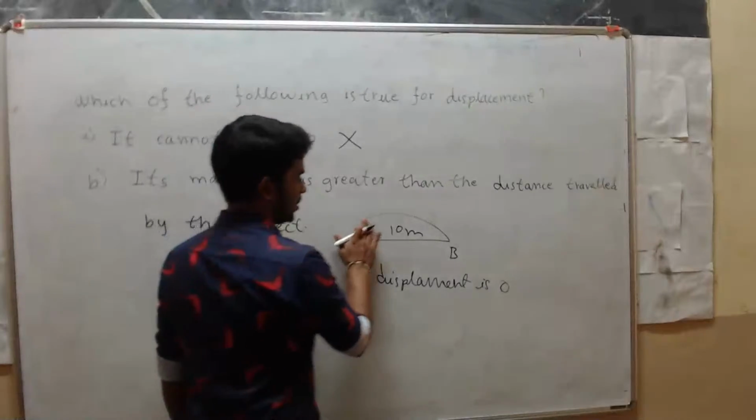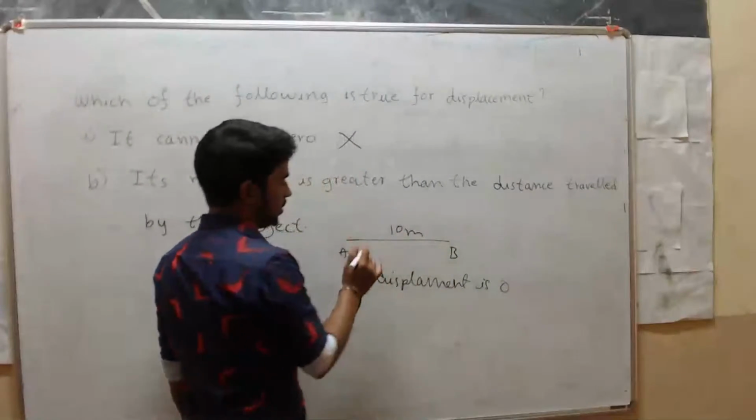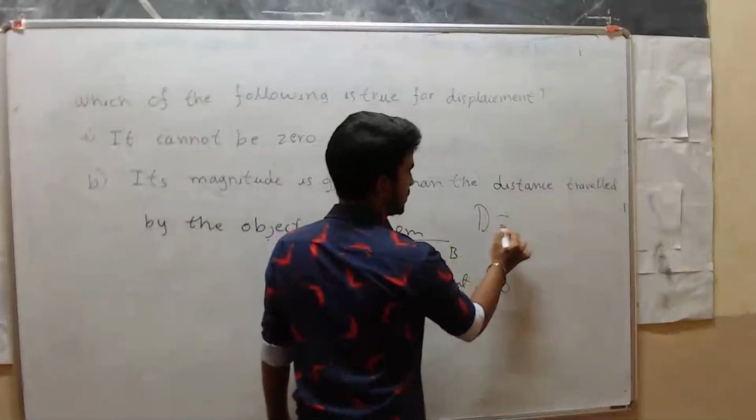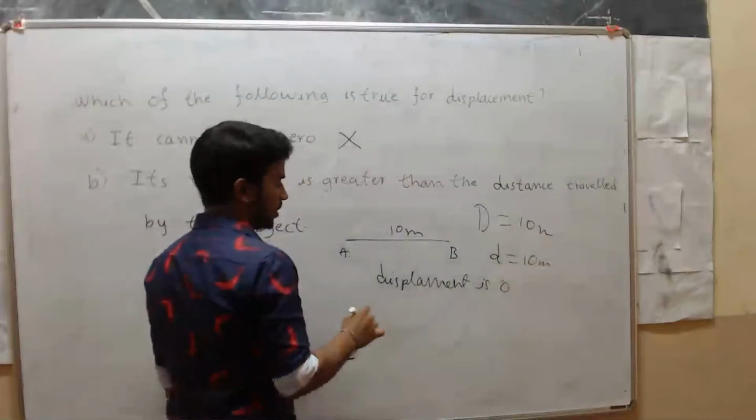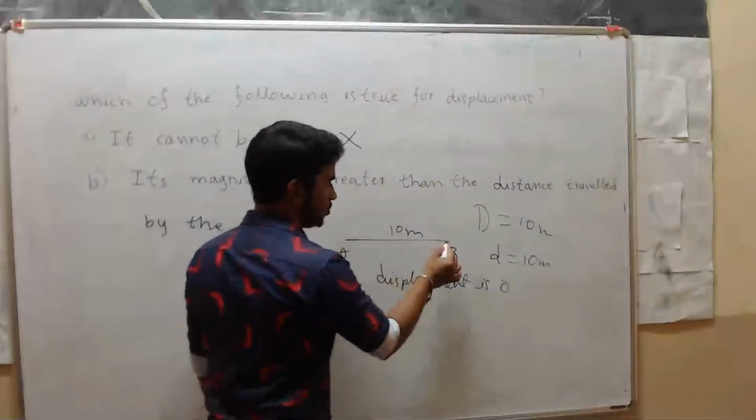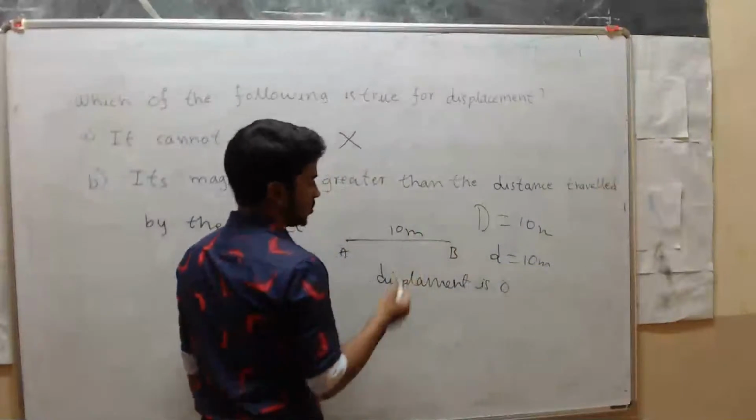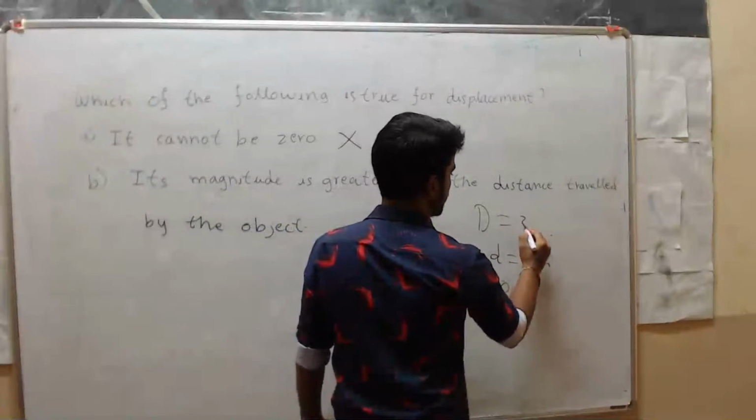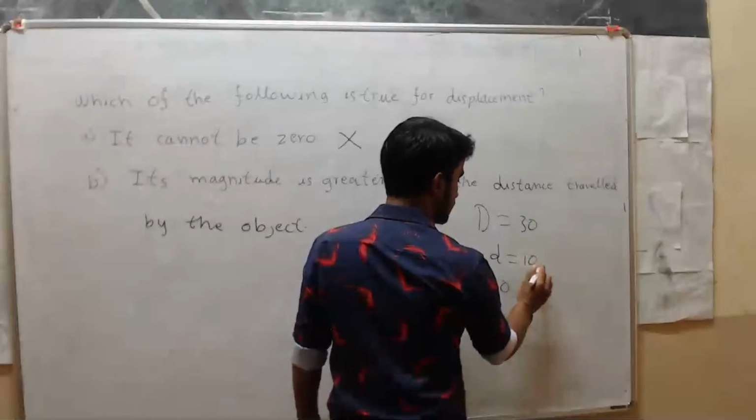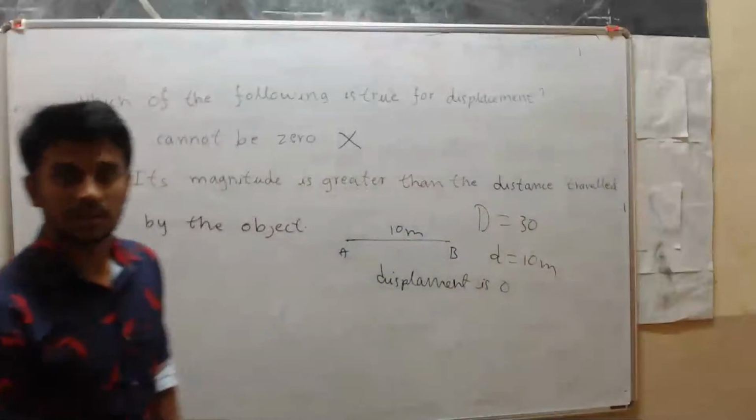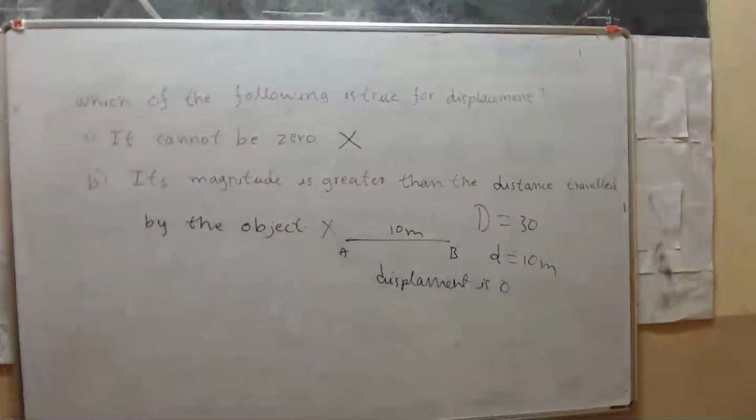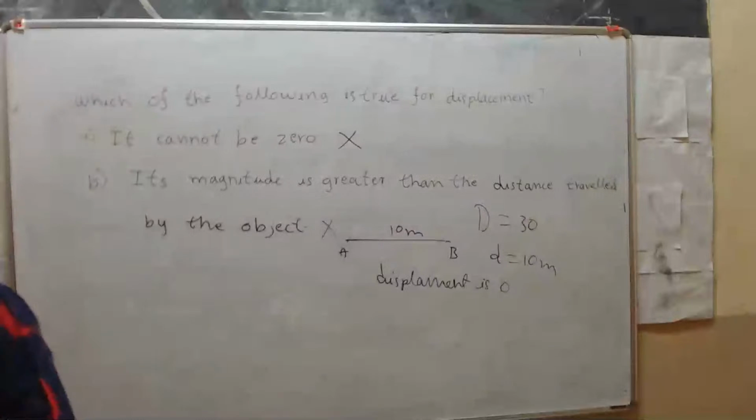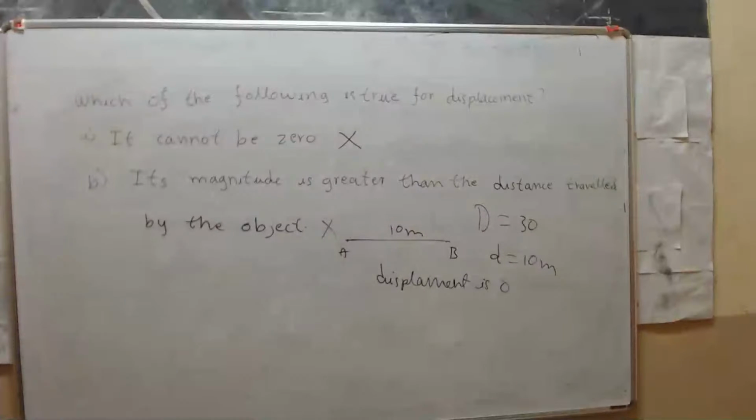See, one object travels A to B. Now we can say the distance is 10 meters, and the displacement is also equal to 10 meters. Now take one more case. The object travels from A to B, B to A, then A to B. In this case, the distance is 30 meters. What about displacement? In this case, displacement is equal to 10 meters only. Correct? So that's why the second statement is also false. Why? Because displacement cannot be greater than distance. Okay? Yes. Next one.